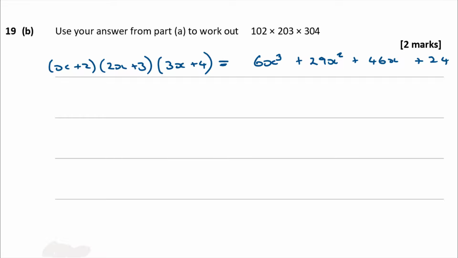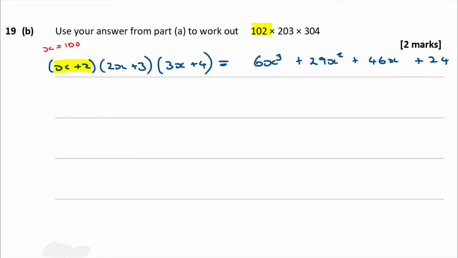Now if you compare the parts, this part goes with this. So x plus 2 is 102. So x there must be 100, mustn't it? Because 100 plus 2 is 102. And that makes sense with the other bits as well, because the next bit is going to be 2x plus 3, 2 lots of 100, 203, 3 lots of 100, 304. So if x is 100, then x plus 2, 2x plus 3, 3x plus 4 is going to match up with what we got there.